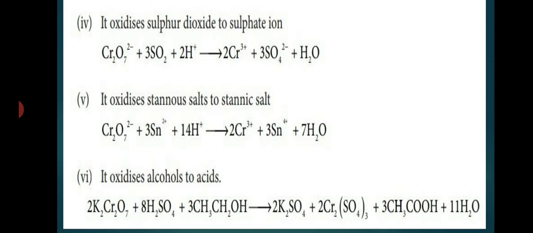Similarly, it is used in organic chemistry, that is it converts alcohol into acids. For example, when ethyl alcohol is used, it is converted into acetic acid in presence of potassium dichromate and sulfuric acid. So in this lesson, you have to remember the various chemical reactions involved in the process.